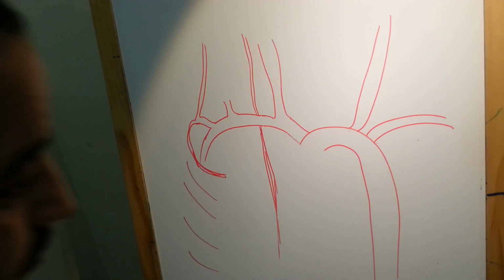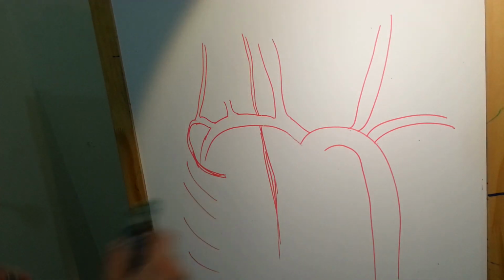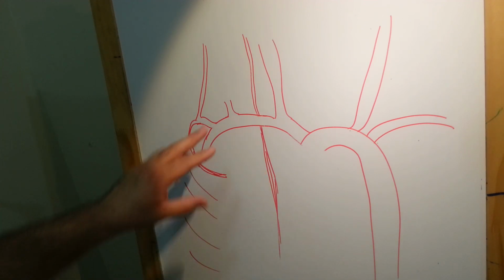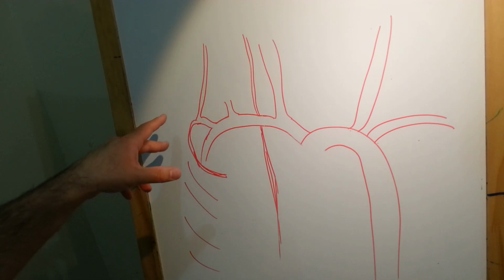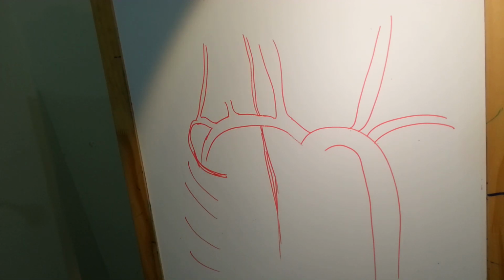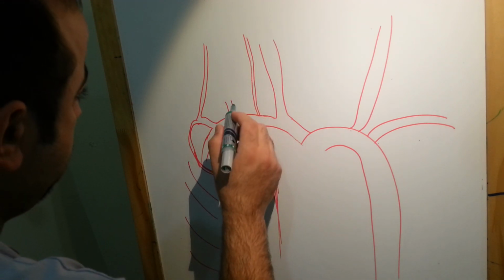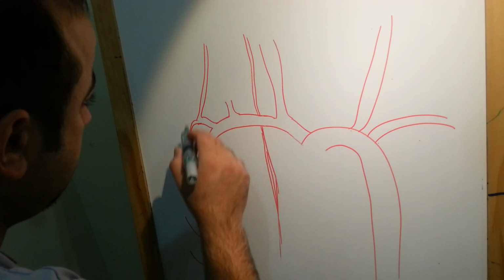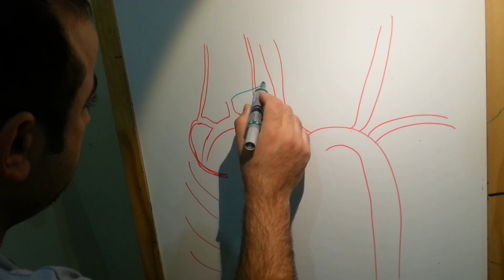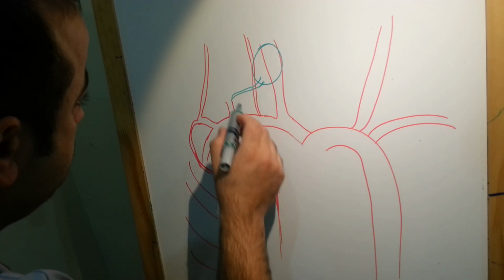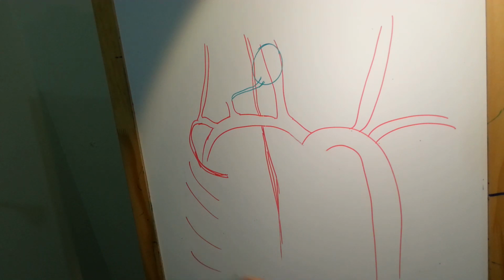Now we'll go to the thyrocervical trunk, which is a little bit confusing because it has 4 branches. 2 go to the neck and 2 go to the back. Now we have thyrocervical, so we have something related to the thyroid. This one branch will go to the thyroid from below because the thyroid is here. So it's called the inferior thyroid artery, which is the largest branch.